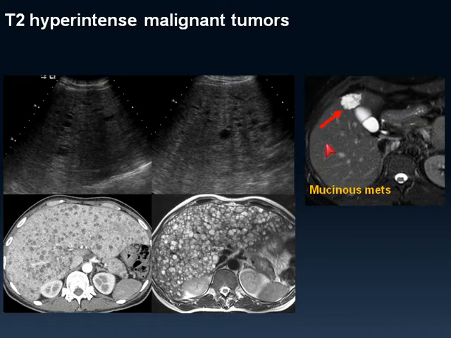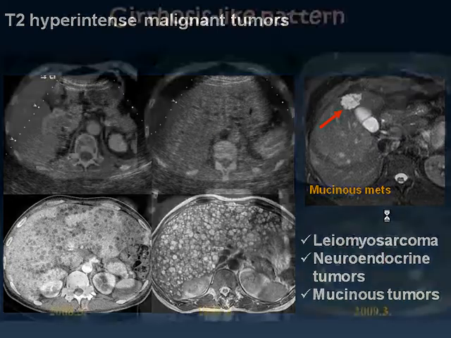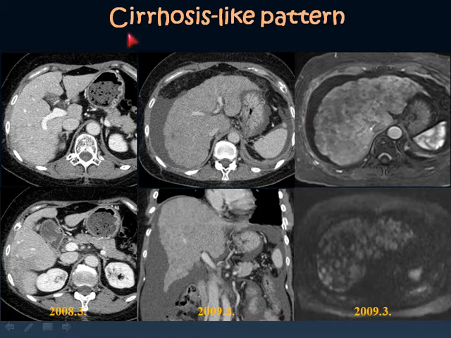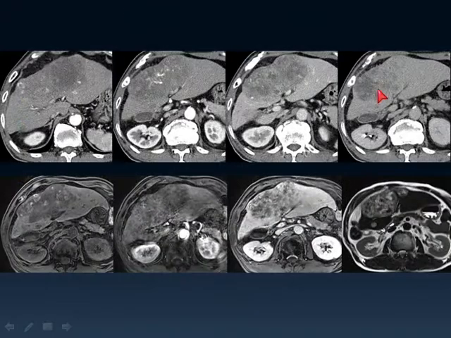Some mucinous metastases may show bright signal intensity on heavily T2 weighted images, and hyperintense lesions include leiomyosarcoma. Sometimes cirrhosis-like patterns of metastasis may occur from breast cancer. This is an example of hepatic lymphoma. In my final case, there is a mass in the right and left lobe of the liver.